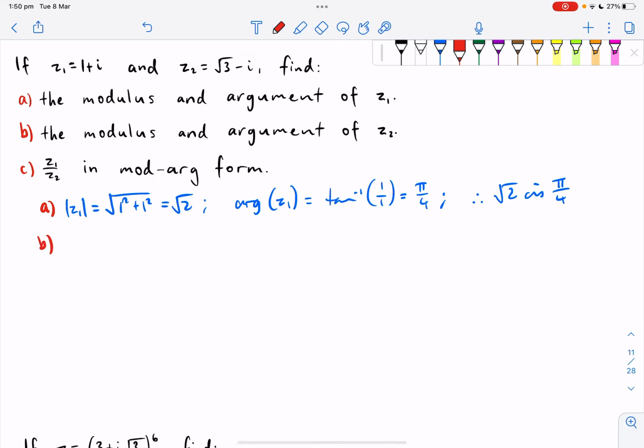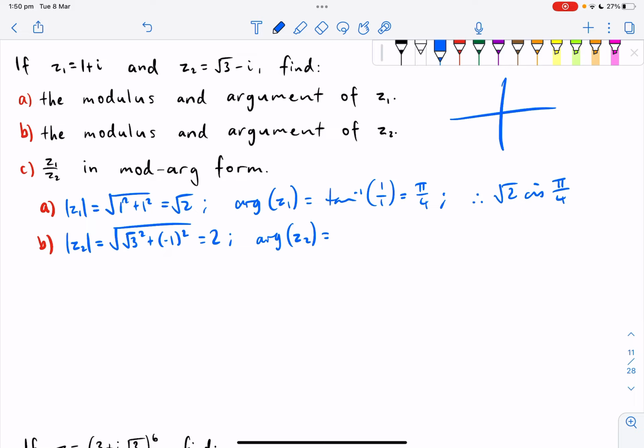All right, B. The modulus and argument of z2. So mod of z2 is the square root of root 3 squared plus negative 1 squared. We simplify that, we're going to get 2. The argument of z2 equals, now real quickly, do a quick sketch of where it will be. So it's root 3, negative 1, meaning down here, meaning it's just a negative acute angle. If it's negative and acute, it's just negative theta. So all I have to do is negative of tan inverse of the positive values of 1 over root 3. We don't write negative 1. That's taken care of by the fact that it's in this quadrant here.